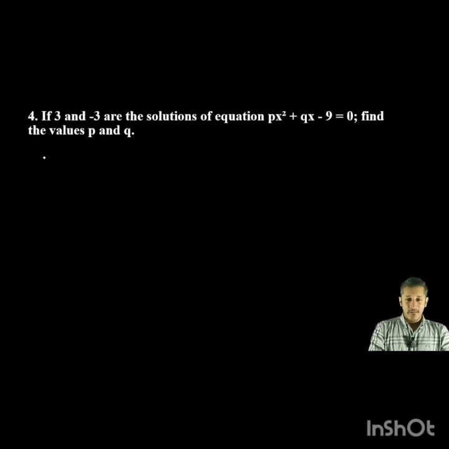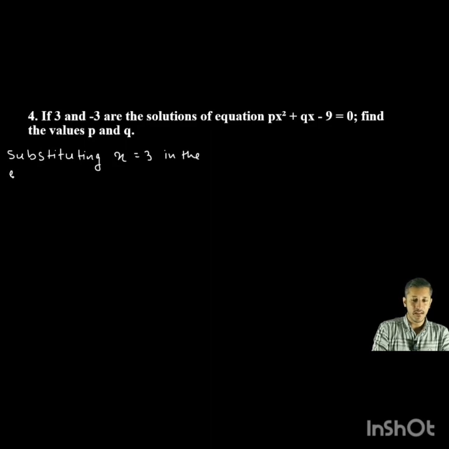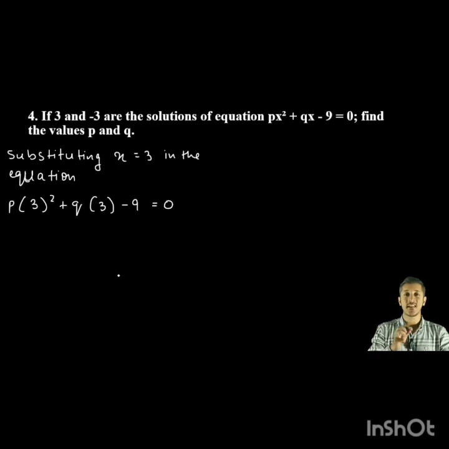Okay, so here again what we'll do, we'll substitute the values one by one in the equation. So we'll first start with the number 3. Substituting x equal to 3 in the equation. Okay, so what we will get, we'll get p bracket 3 squared plus q bracket 3 minus 9 equal to 0. Okay, since 3 is the solution given to us, it will satisfy the given equation.